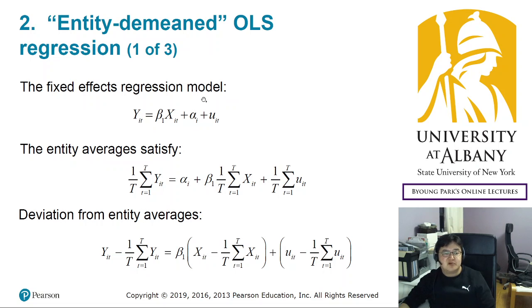The idea is simple. We observe several time periods for each state. I will call it state, or you may replace state with individual or entity. The textbook uses the term entity as a generic observational unit. Let me call this state. So for each state, we observe, in our example, 7 years of traffic fatalities and beer tax.